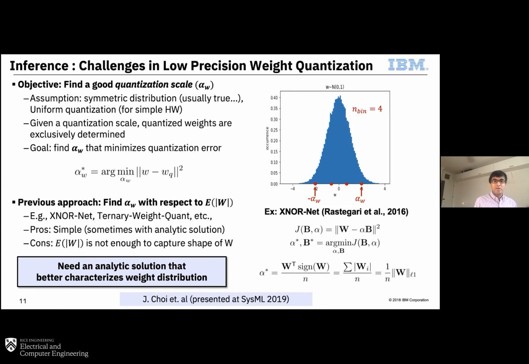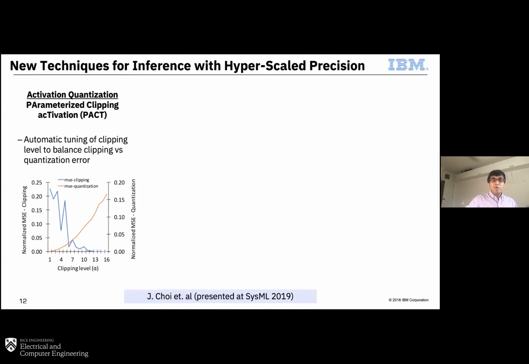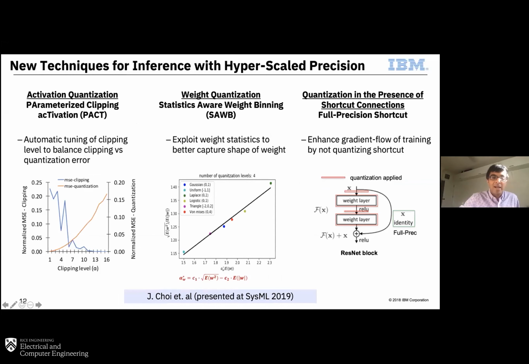Lots of papers have been published on this. In fact, there's almost one paper a day coming out in the space right now. And a lot of these papers, at least the ones back in 2017 and 2018, focused on using the expected value of the weight distribution to capture the weight distribution. And that works reasonably well, but when you go to very low precision arithmetic, that results in significant errors. So our objective was to find a better scheme to be able to quantize weights. So that's what we did in this work, which was published at SysML in 2019.